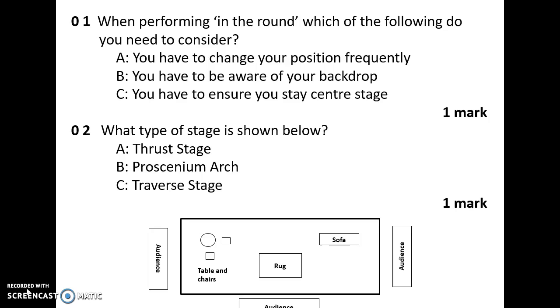Okay, question two. What type of stage is shown below? Is it A, thrust stage, B, proscenium arch stage, or C, traverse stage? Okay, the answer to question two is a thrust stage. It's A, because you've got audience on three sides of the staging. It's not a proscenium arch, that's one side, and a traverse stage is two sides, so it's a thrust staging.